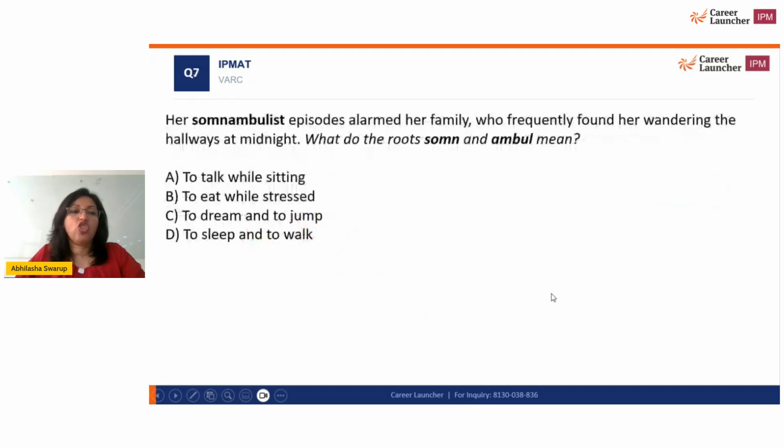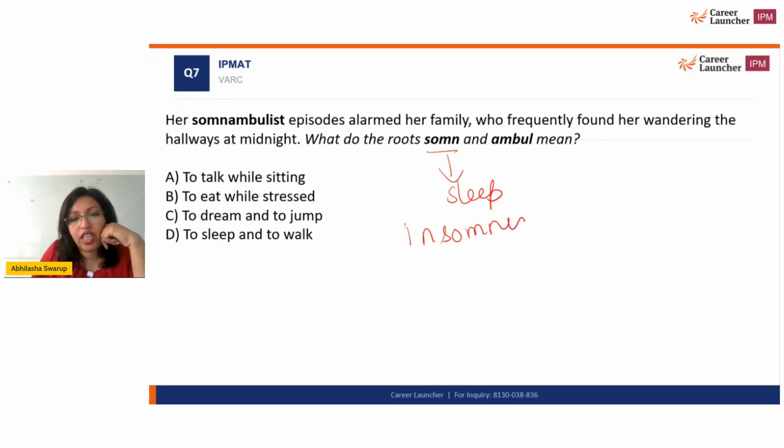All right. Her somnambulist episodes alarmed her family, who frequently found her wandering the hallways at midnight. What do the roots somn and amble mean? What is somn and what is amble? So, of course, these are two very beautiful words. The first one, which of course is somn, means sleep. And that is why if you don't sleep, you have insomnia, right?